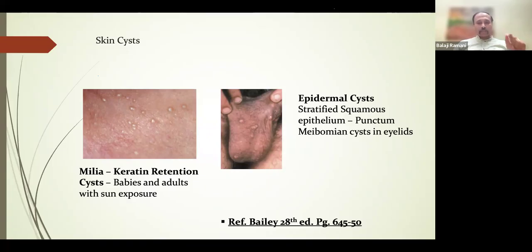You will find that it has a punctum, and in the eyelid it will present as a meibomian cyst. It arises from the sebaceous glands, and you will get that small lesion with a punctum. Usually it will be slightly bigger when it occurs in the extremities or in the back and trunk, etc.